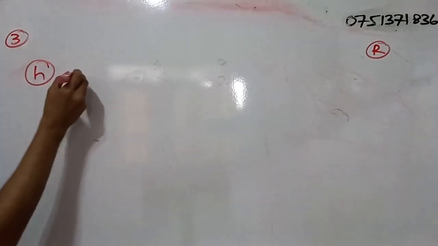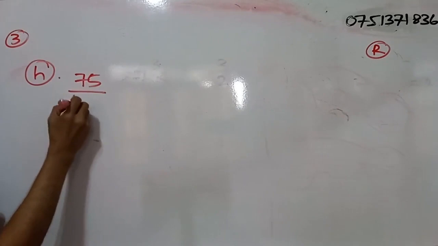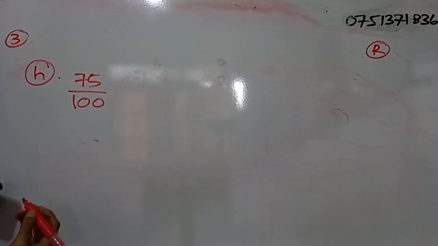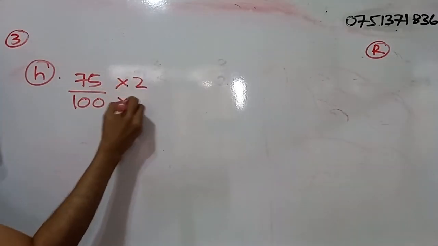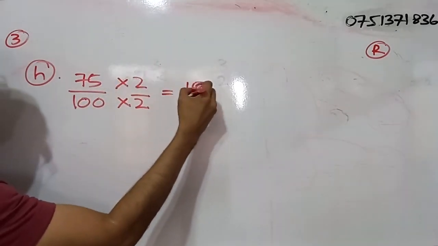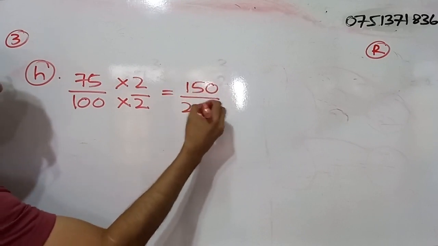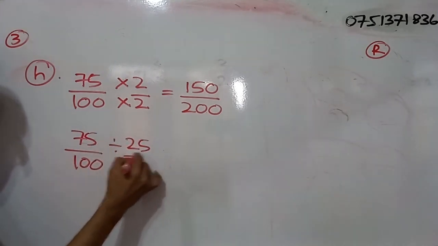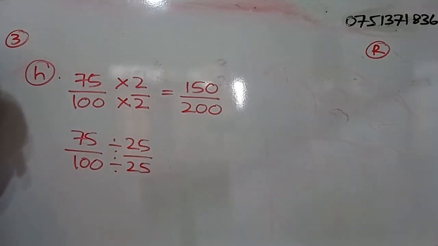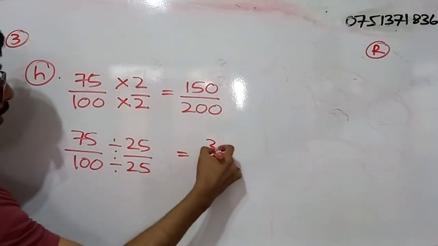H. So we have what? 75 by 100. Okay. So we have to come up with the equivalent fraction. Right? So either we can multiply or we can divide. First of all, I will multiply the numerator by 2 and the denominator by 2. So what will we get? 150 by 200. And another way, 75 by 100, I will divide the numerator by 25 and also I will divide the denominator by 25. Then we will get what? 3 by 4.